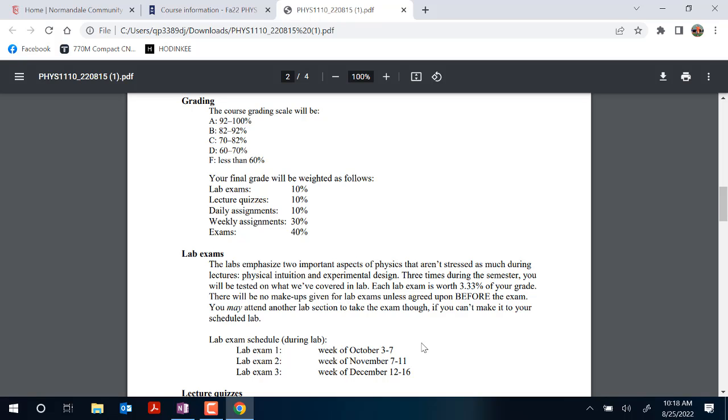To come up with that grade, it's divided up into these five things: lab exams, lecture quizzes, daily assignments, weekly assignments, and exams. Now I'm just going to go through what all of those are so you know what to expect.